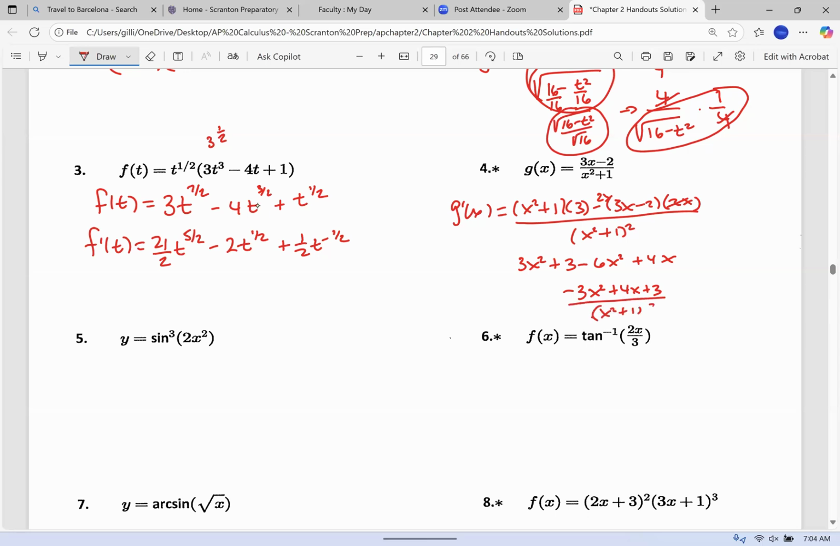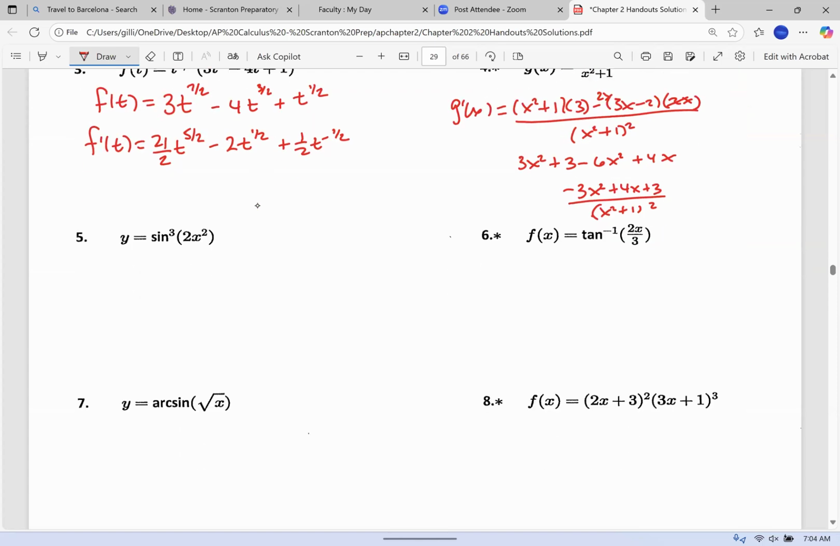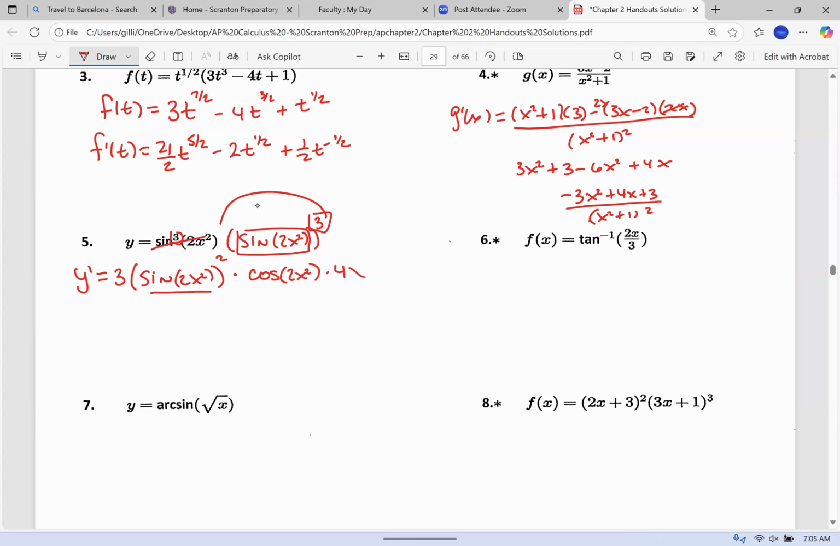And this one here, I don't have a quotient, I don't have a product, but I have a function within a function within a function. So the outside function is actually this cube. So I'm going to rewrite this as the sine of 2x squared to the third power. This is the outside, this is the inside. The derivative of the outside is a power function. So I'm going to drop down the power, repeat the inside, decrease the power by 1, and times it by the derivative of the inside, which would be cosine of 2x squared times 4x.